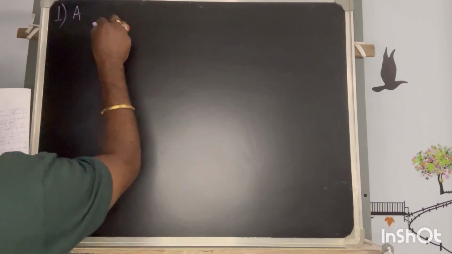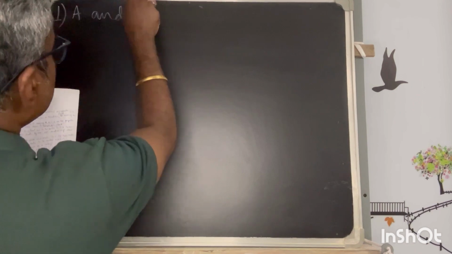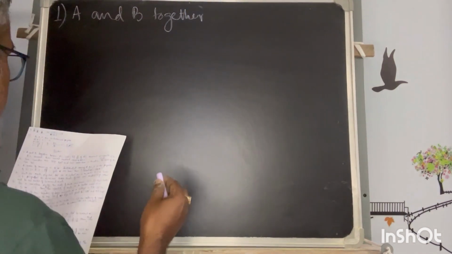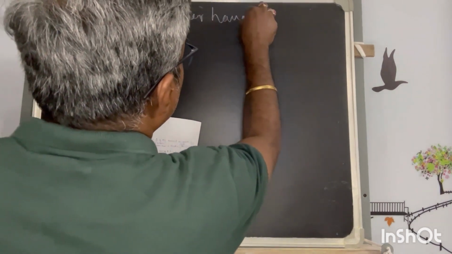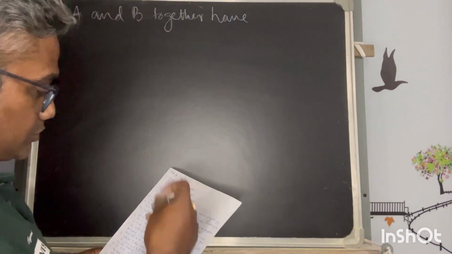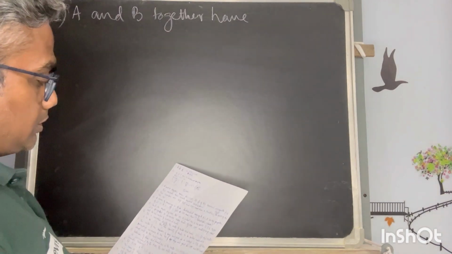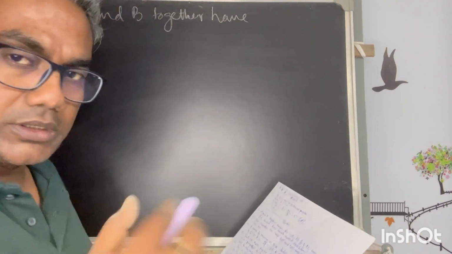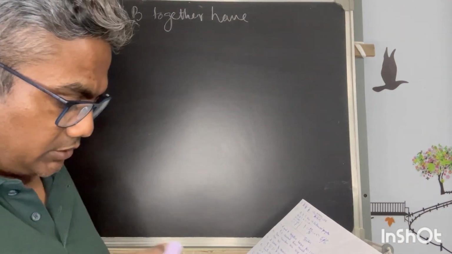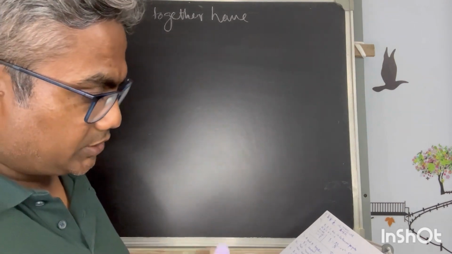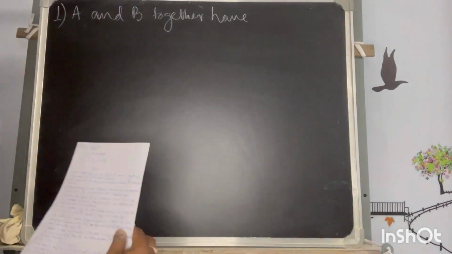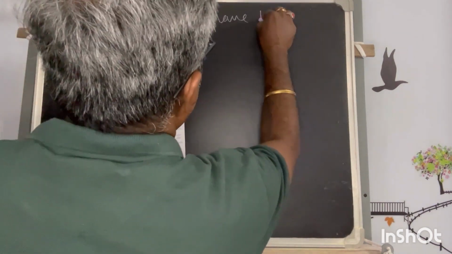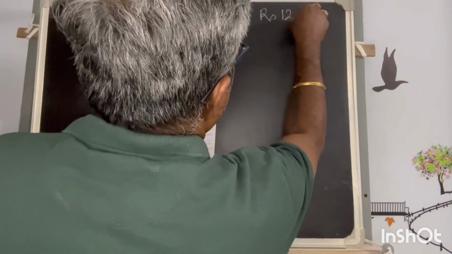Okay, so the first problem: A and B together have rupees 1210. This will be a mix of problems. So I am starting with the word problem. That doesn't mean the straightforward theoretical ones will not come. They will come intermittently. So it is a mix of problems that I have taken from different sources. So there could be a mixture of things as you progress.